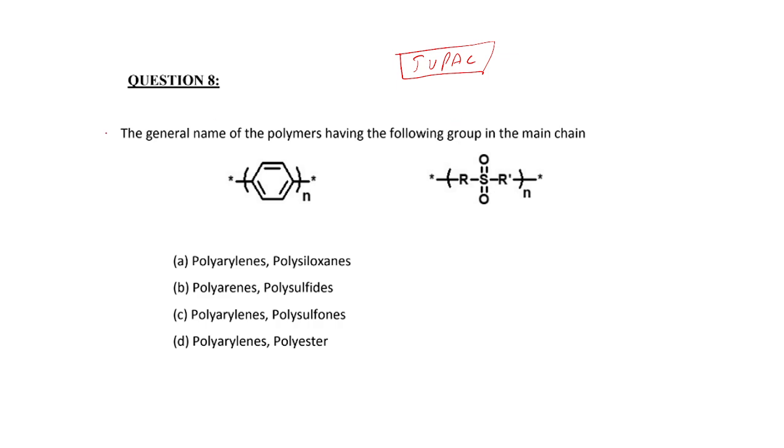Now, what is this question asking? The general name of the polymer having the following group in the main chain. We know that poly will be the prefix, but you need the name of this monomer only. This group is known as arylene, so polyarylene, and it is sulfone, SO2, so it is polysulfone. So polyarylene sulfone will be the IUPAC name of this polymer. So option C is correct.